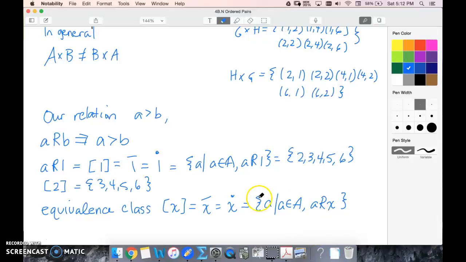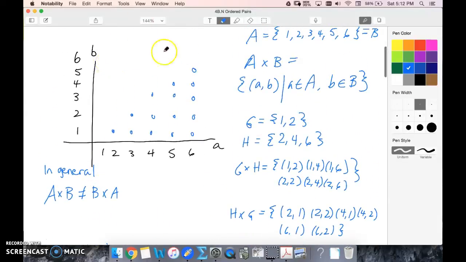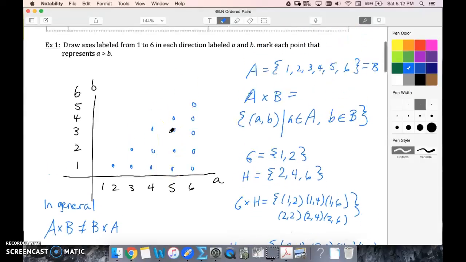So we would have 5 equivalence classes if you don't count the empty set. We could go all the way up to 6. So A is related to 6 up here. That's the empty set. So we could also list that. All right, so here we've talked about Cartesian product, relation, and equivalence classes.